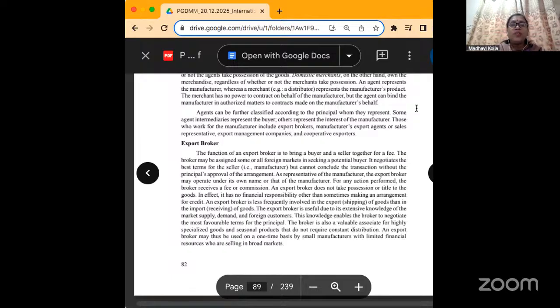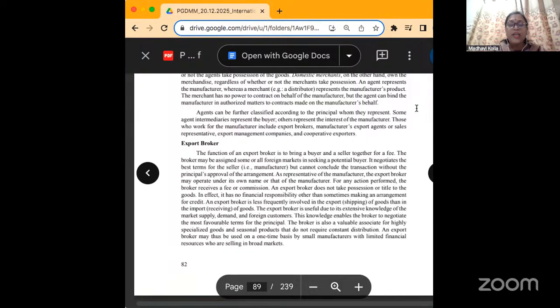So the first and foremost thing is they can be classified according to the principal whom they represent. Whom do they represent? So the agent intermediaries represent the buyer, others represent the interest of the manufacturer. So that difference also occurs. So those who work for the manufacturer include export brokers, manufacturers, export agents, or sales representatives, export management companies, and finally, cooperative exporters. So let's look at each of them in a little more detail.